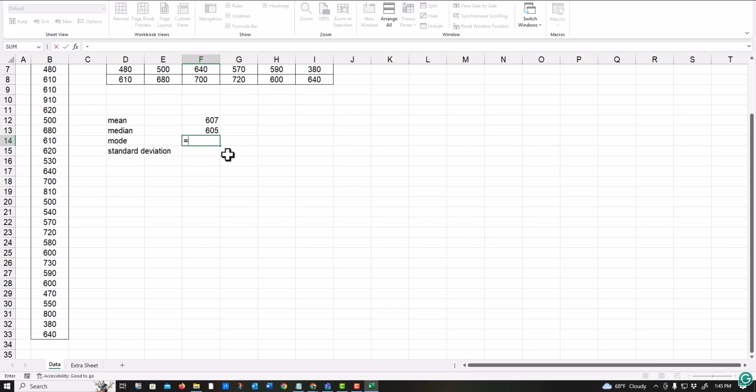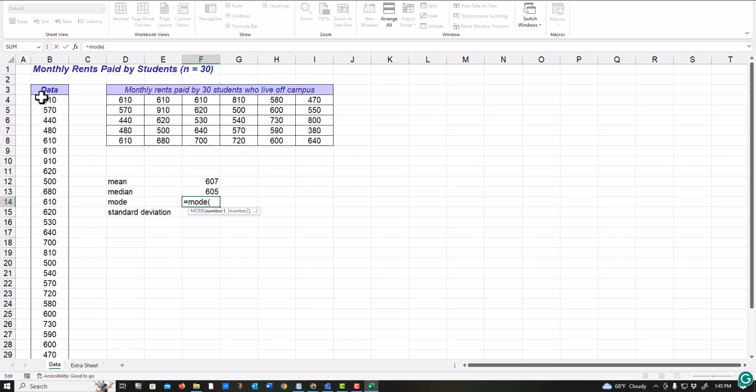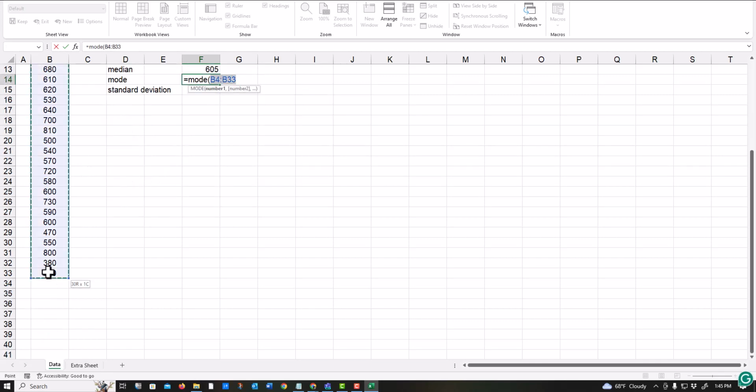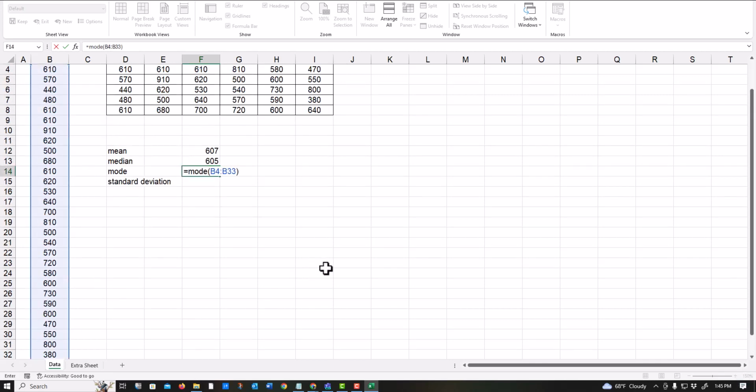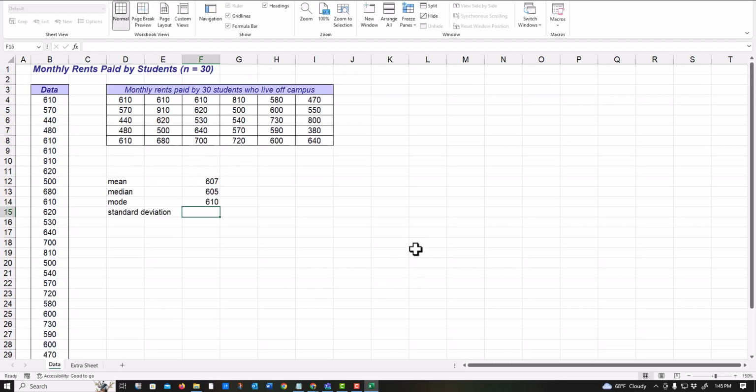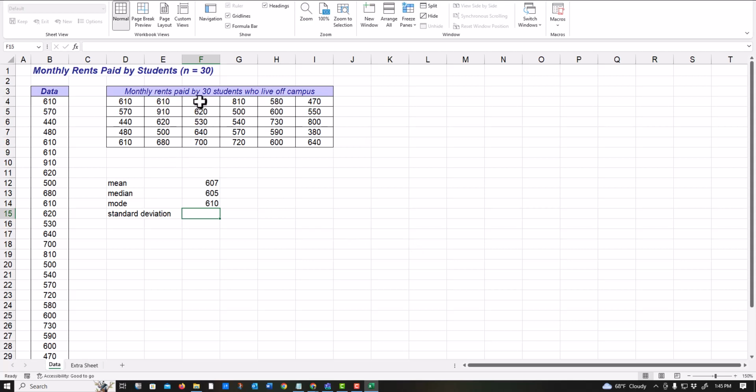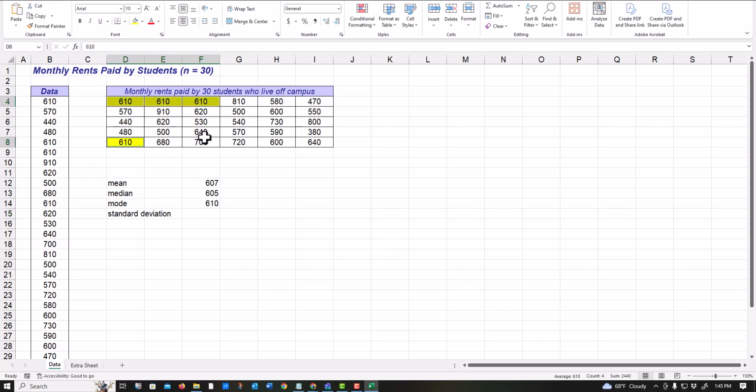Then I can find the mode. There's actually a way to do it if there's more than one mode, but in this case there's not, so I'm just going to do the regular mode. I highlight these values. Remember, the mode is the value that is repeated the most. And it looks like 610, which you can kind of see right here, right? So that's all the mode is, it's saying what's being repeated the most.